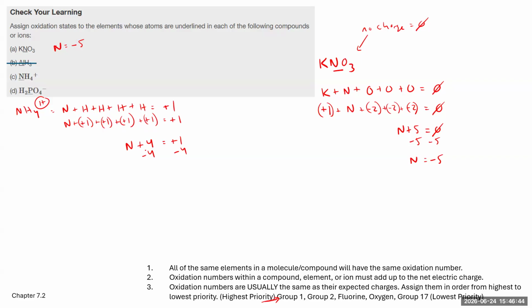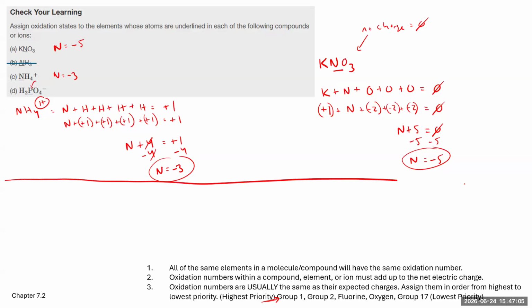-4 on both sides, N equals -3, right? Same element, nitrogen, different oxidation numbers depending on what it's bonded to, all right? So here N is equal to -3. Now let's check out the phosphorus in the phosphate.